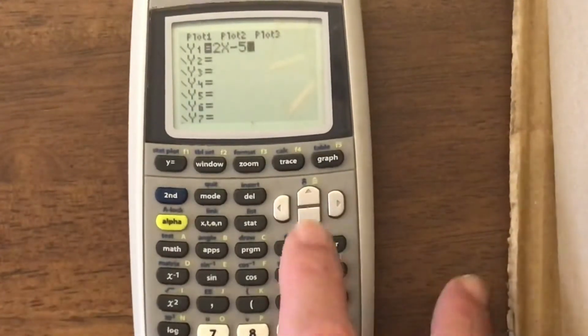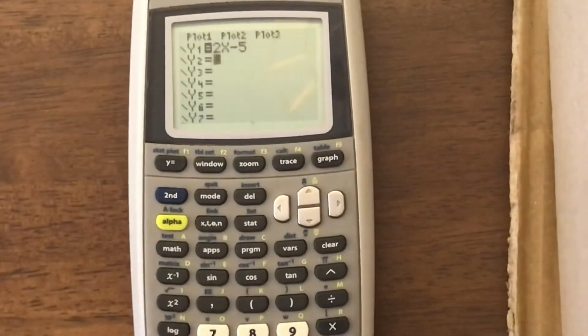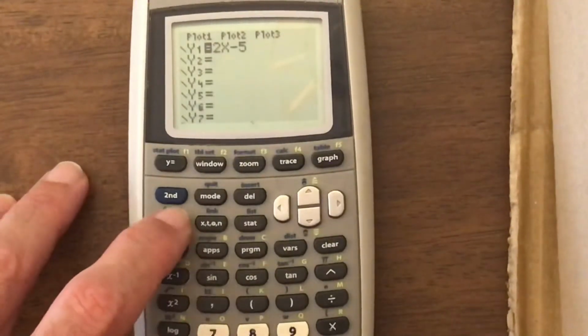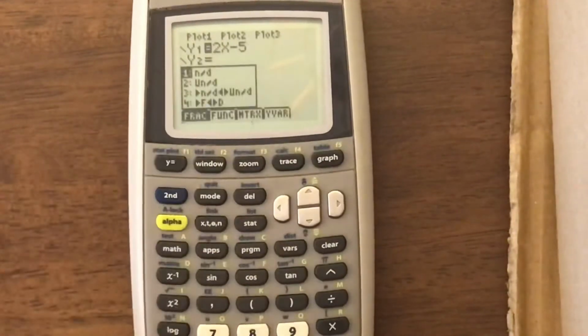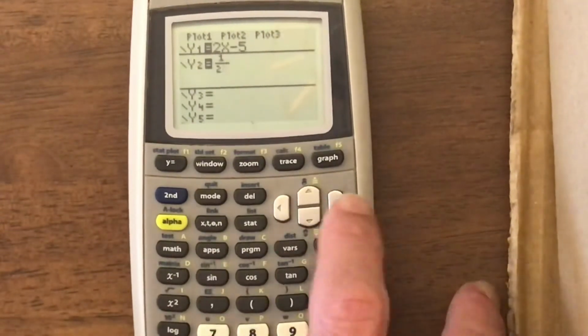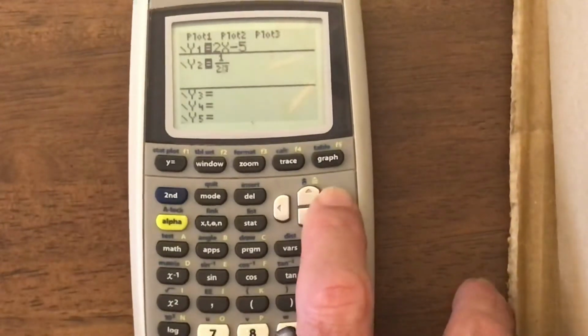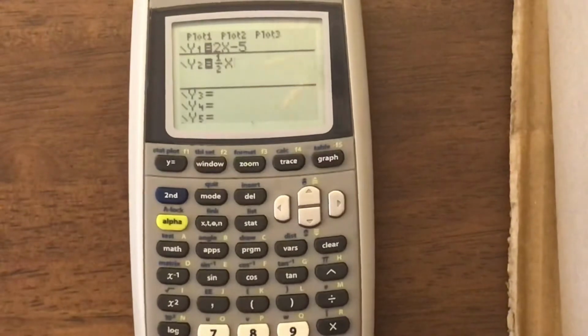And I can either just push the down arrow to go to the next line or press enter. It doesn't matter which. The second equation is 1/2 x plus 4. I can enter 1/2 by pushing alpha y equals and press enter. And I push 1 and the down button to get to the denominator, 2, and the right hand button to get out, 1/2 x plus 4, enter.